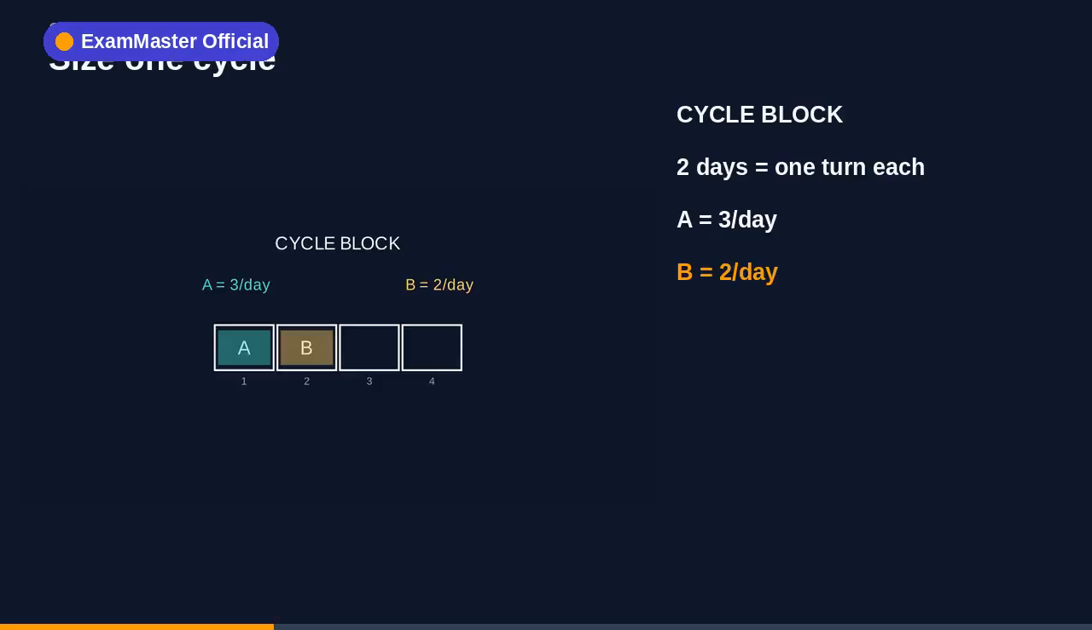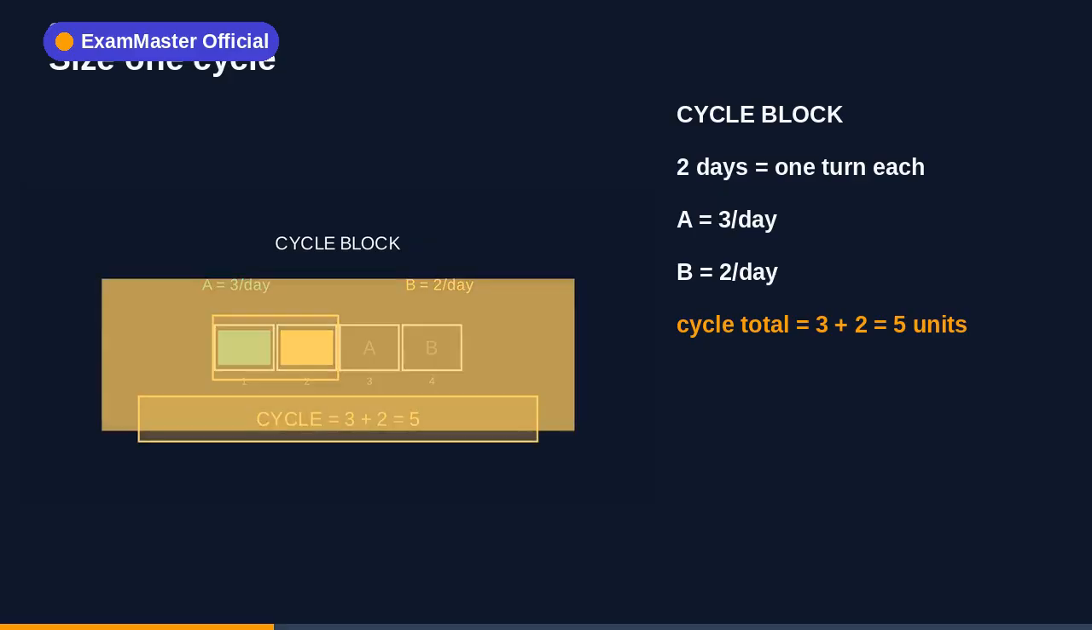Cycle block: 2 days, 1 turn each. With a 36-unit job, A does 3 a day and B does 2 a day. Cycle total: 3 plus 2 equals 5 units. Repeat this block, never invent a new sum midway.